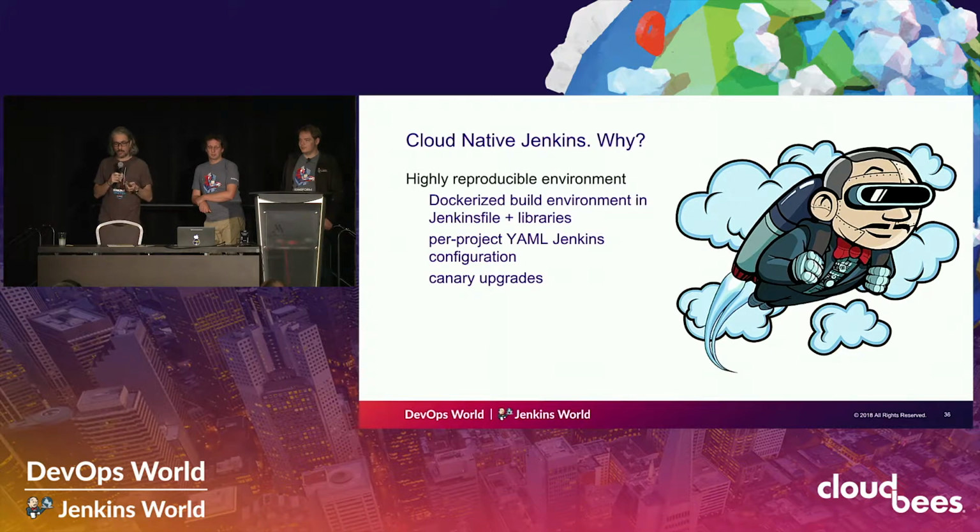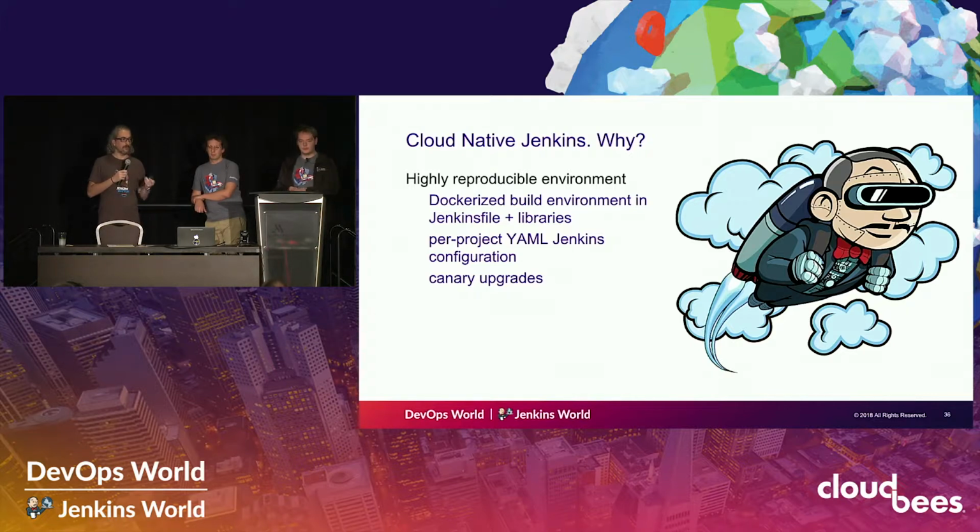So also we want a highly reproducible environment. We want to use Docker and containers for everything that is built in Jenkins. And we want to use configuration as code, with the configuration of your build, the Jenkinsfile, stored as code in Git, so you have traceability.